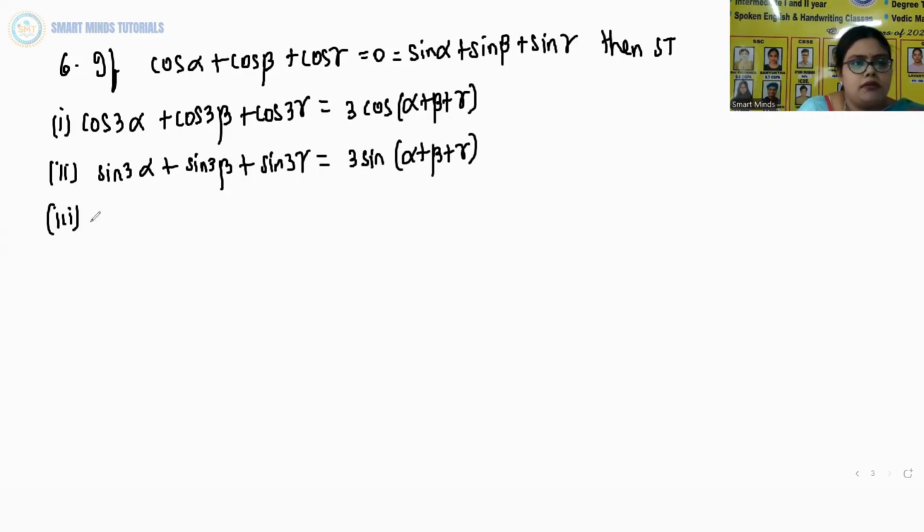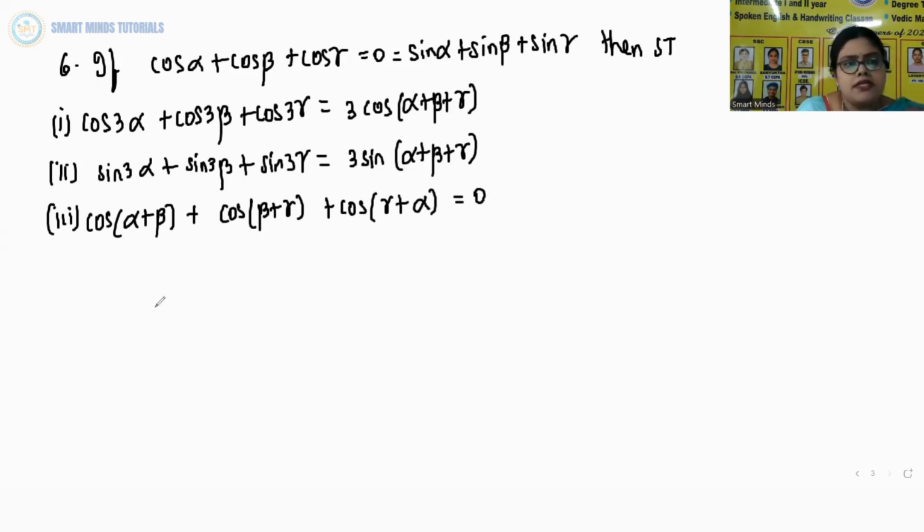Number 3, cos(alpha plus beta) plus cos(beta plus gamma) plus cos(gamma plus alpha) is equal to 0. So let's begin.